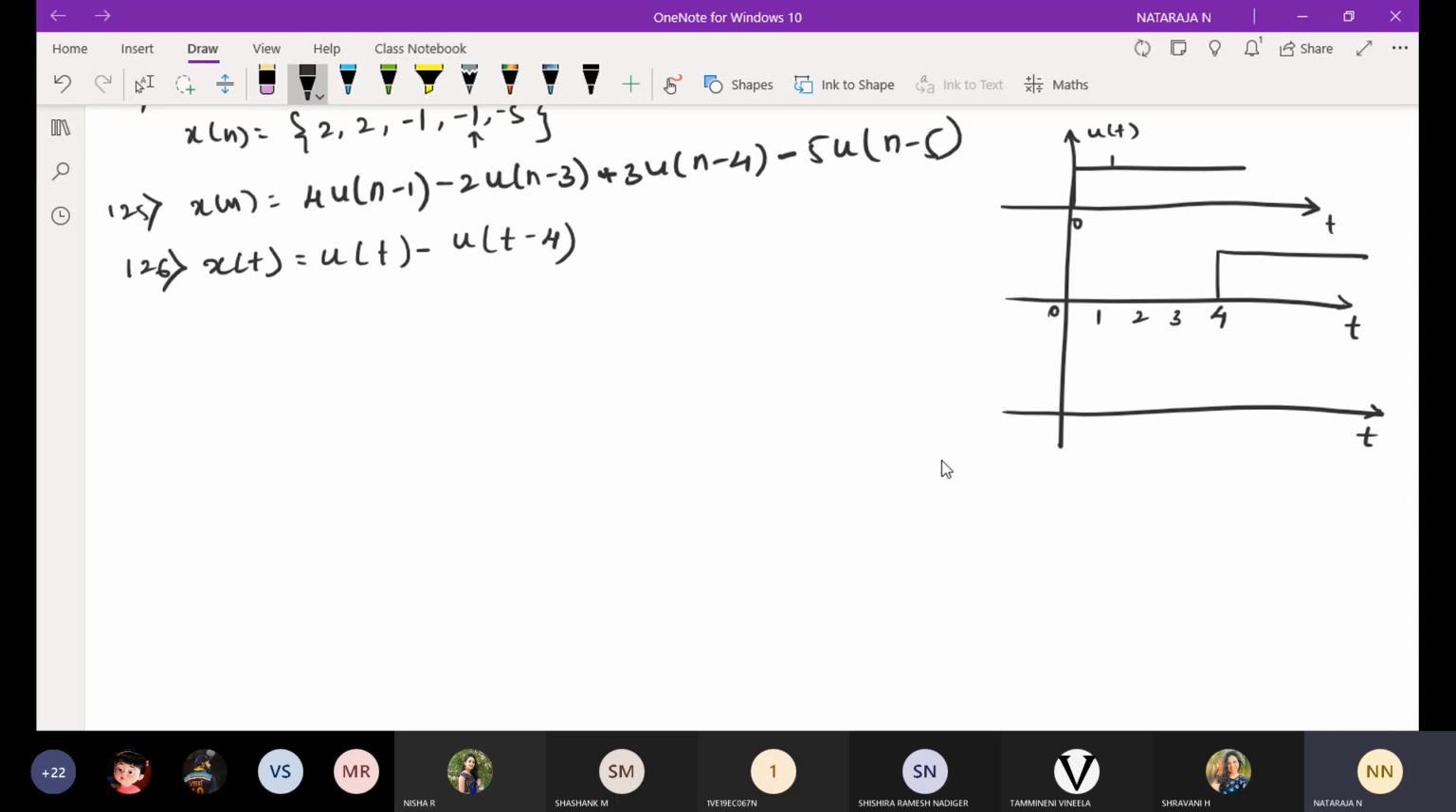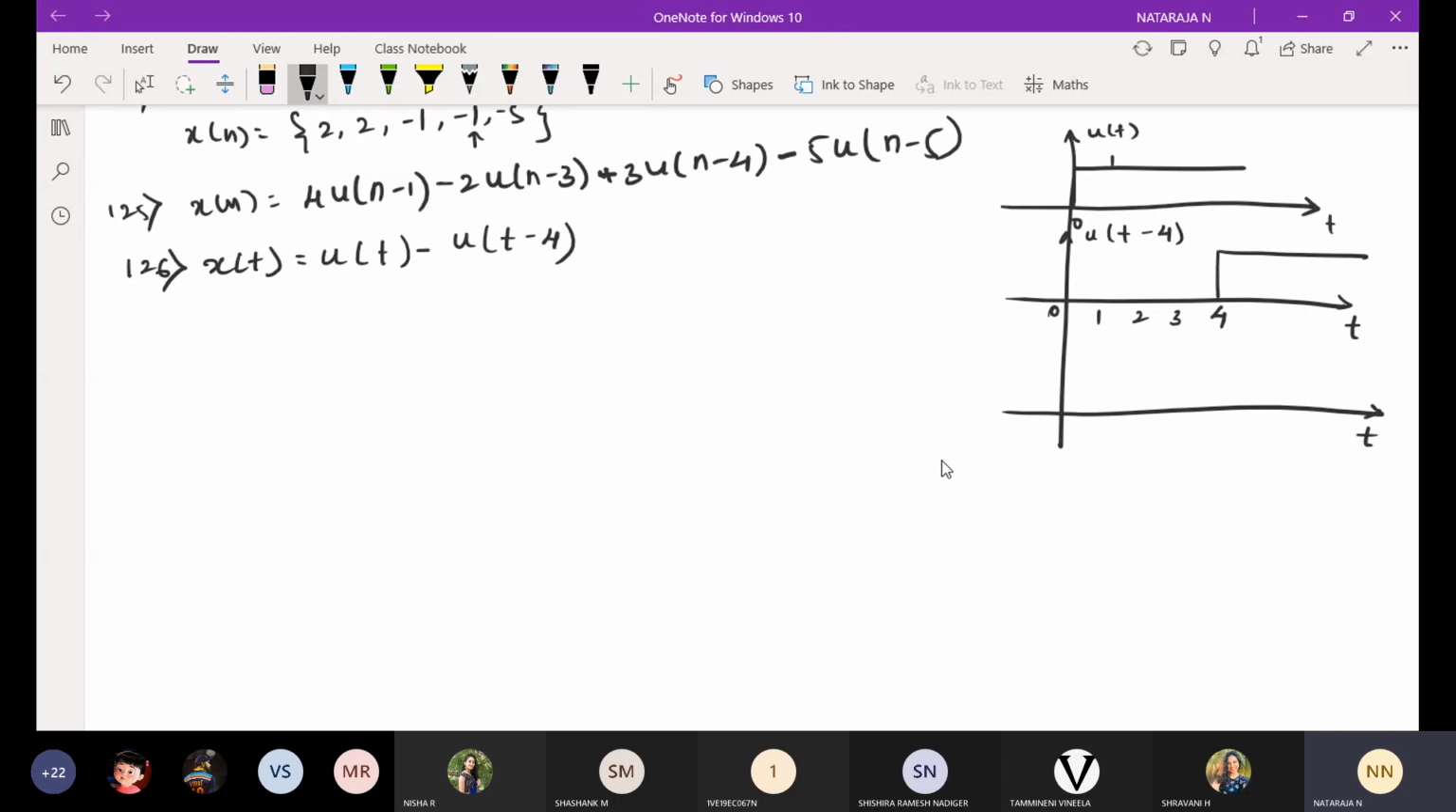See, observe the given problem is in terms of continuous. This is x of t, not x of n. This is your u of t. This is your u of t minus 4. T minus 4 is equal to 0, t is equal to 4. The signal will start at 4. It will be shifted towards positive. Now, I need to take the difference between these two.